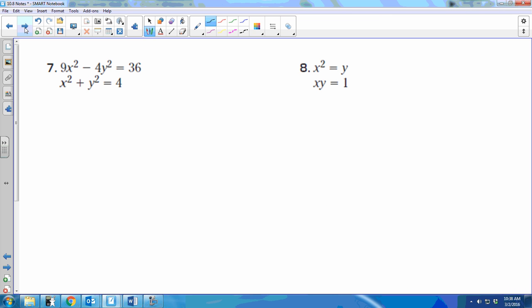The other 2 examples I have today have 2 conic sections in them, instead of just a conic section and a line. So the next one. What is the first conic section? What kind of section is this? The first one's a hyperbola. There's a minus sign. What about the second one? Circle.